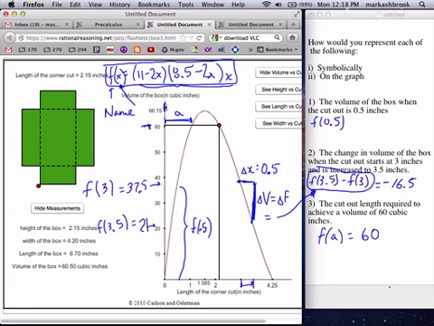So that would be represented. So we've got like A1 and A2. And that would be represented by this right here. The cutout length that would end up with 60. So this has two solutions.